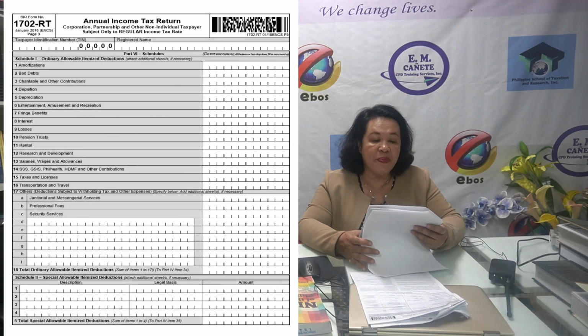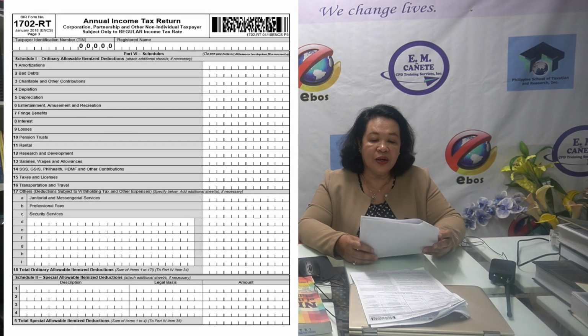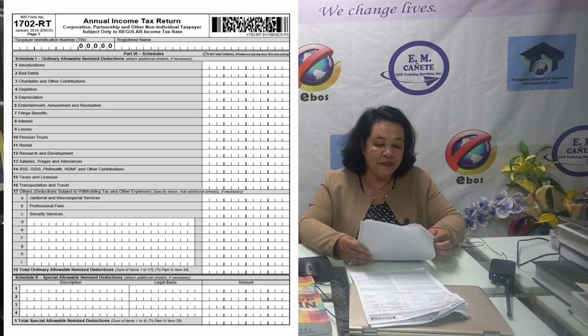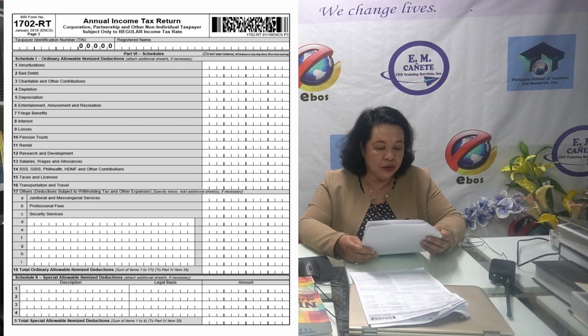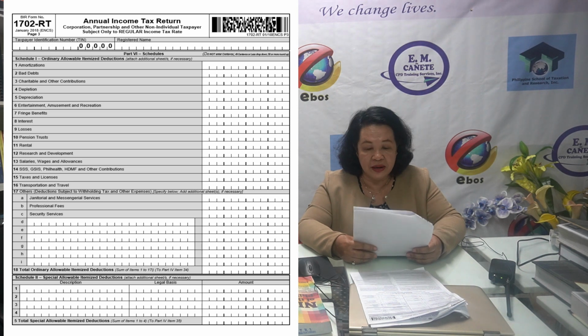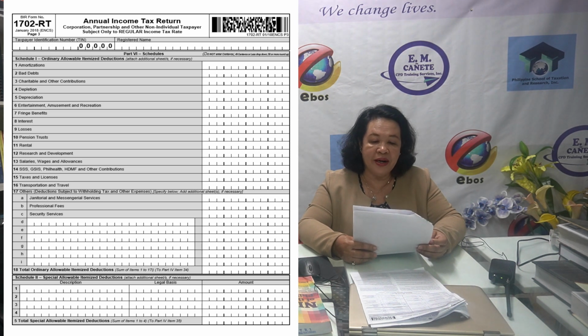So we are now on page 3 of our corporate income tax, which is the 1702-RT for the regular income tax rate. So you have to fill up again the taxpayer identification number and also the registered name. And then here we have the part 6, the schedules. And what are these schedules? This is the ordinary allowable itemized deductions.